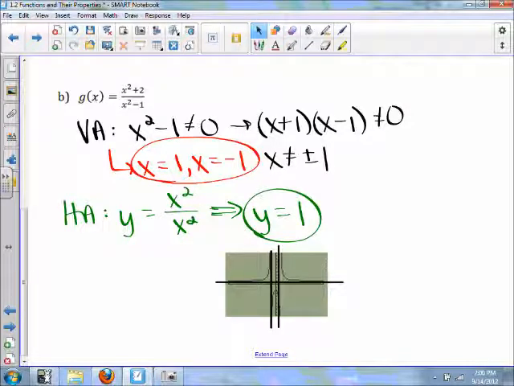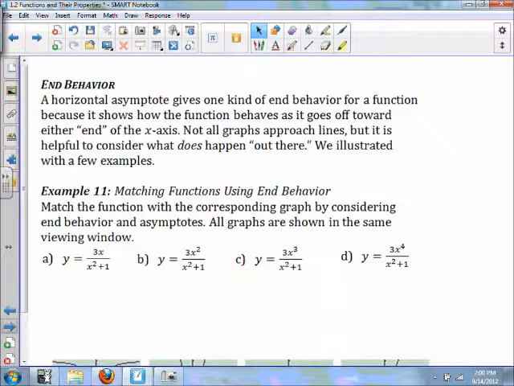Moving on to end behavior. A horizontal asymptote gives one kind of end behavior for a function because it shows how the function behaves as it goes out toward either end of the x-axis. Not all graphs approach lines, but it is helpful to consider what does happen out there. We illustrate with a few examples.